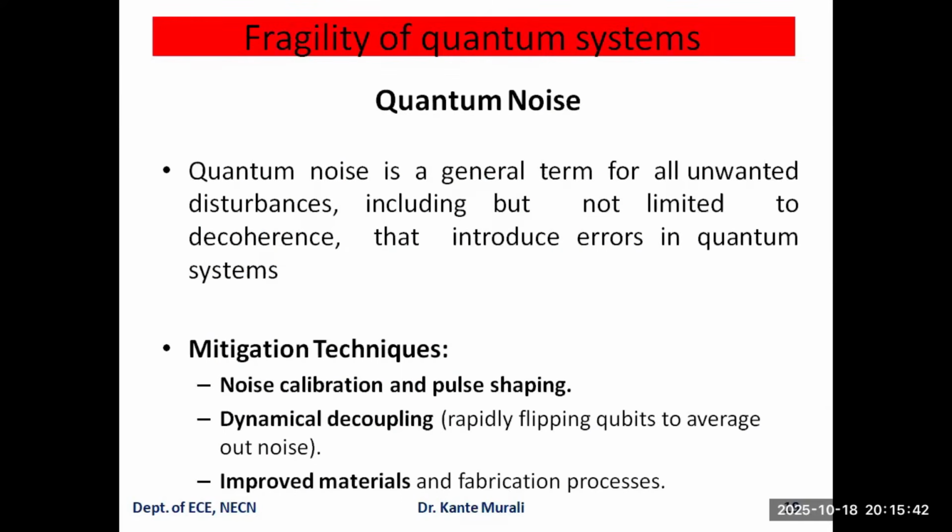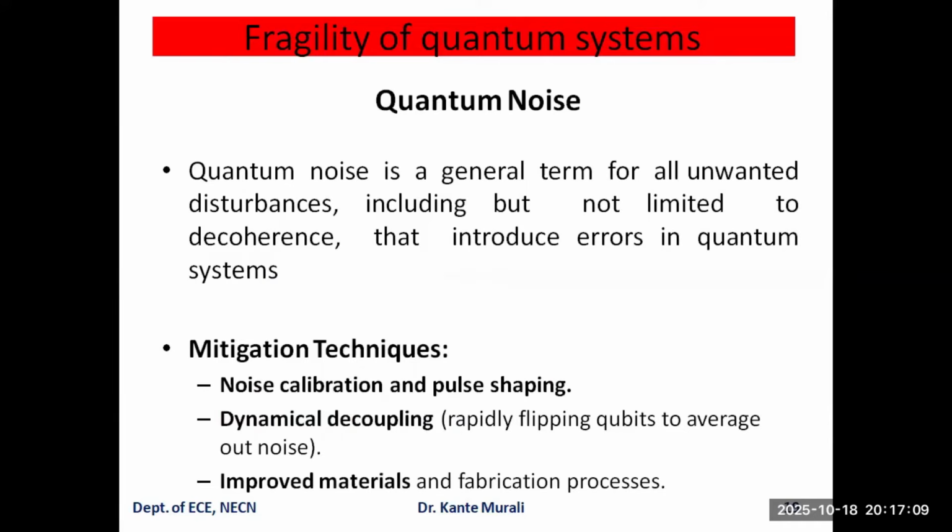To reduce the quantum noise, researchers have proposed some techniques. They are noise calibration, which means tuning the system to predict and cancel out the known disturbances. Pulse shaping, modifying the control signals to minimize unwanted effects. Dynamical decoupling, flipping qubits rapidly so that the random errors average out. And materials, which means reducing the defects at the atomic level in superconducting chips. Even though you may feel that defects in materials have a very small impact, together they significantly extend the coherence and give great accuracy.